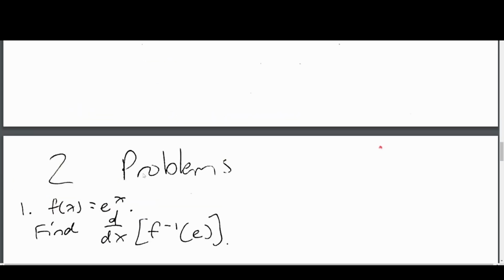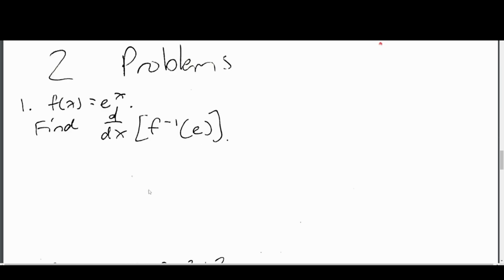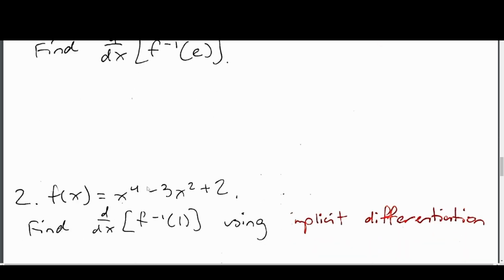Two problems that we're going to solve: the first one is a standard one, f of x is equal to e to the power of x. We need to find the derivative of f inverse of e. And then the second one, which is more challenging, is the function f of x equals x to the power of 4 minus 3x squared plus 2. And we need to find the derivative of f inverse of 1 using implicit differentiation. So pause this video and try to solve these two problems.